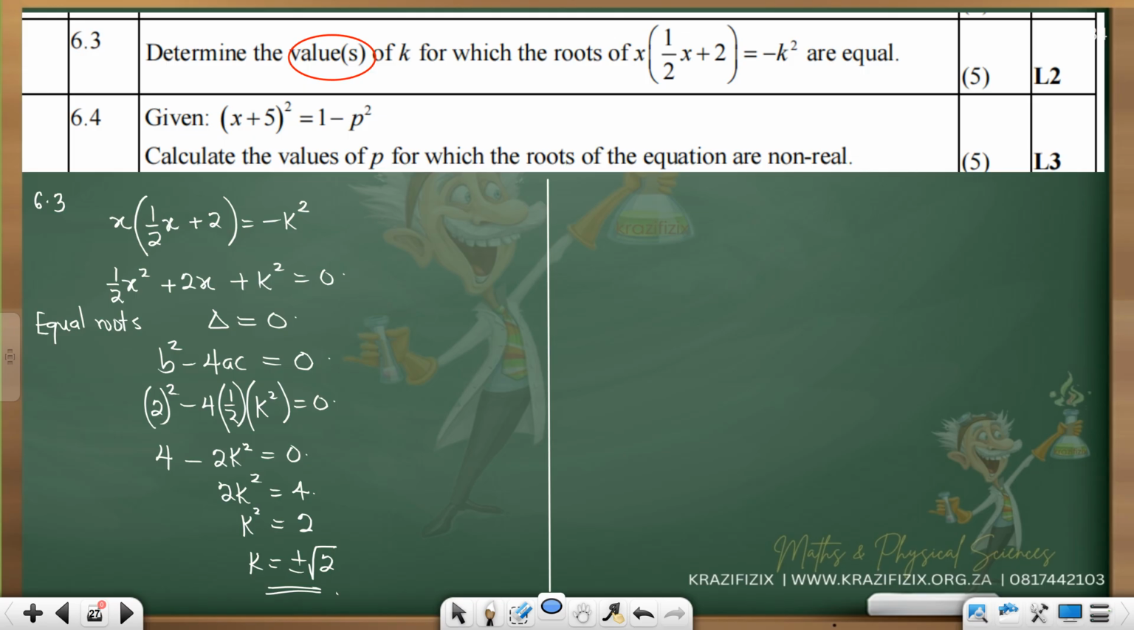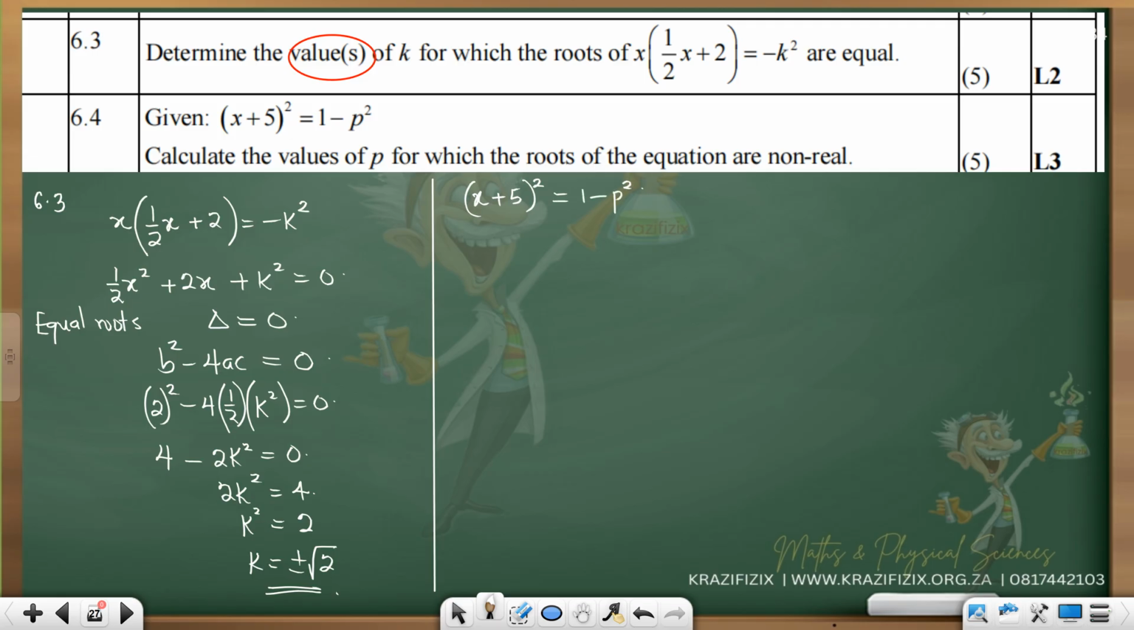Okay, let's take one more for the day. Given that, calculate the values of p for which the roots of the equation are non-real. Okay, x plus 5 squared. I love this one. 5 marks. Let's see. Expand first, guys, always. X squared plus 10x plus 25. Now I'm going to bring everything over, which will be plus p squared minus 1 equals to 0.